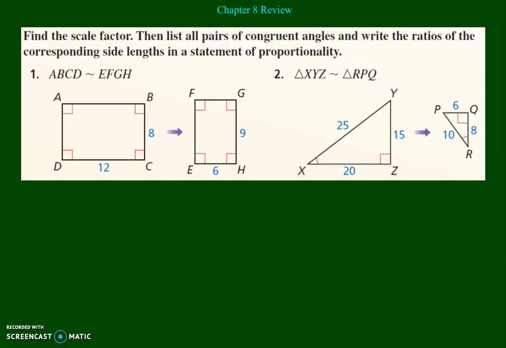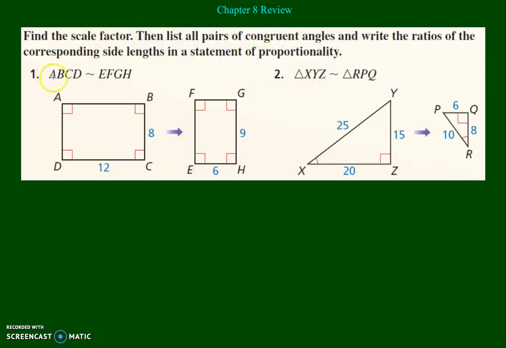This is part 1 of the Chapter 8 review, and in Chapter 8 we're dealing with similarity. So let's go ahead and begin with problem 1. We're asked to find the scale factor, list all the pairs of congruent angles, and then write the ratios of the corresponding side lengths in a statement of proportionality. So we have 3 things that we need to do here for each problem.